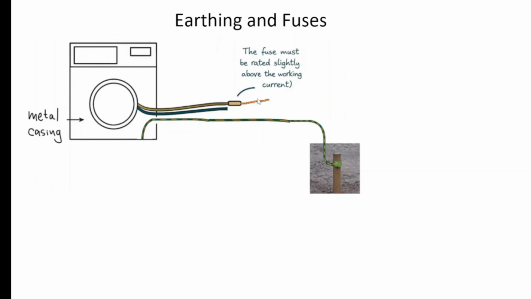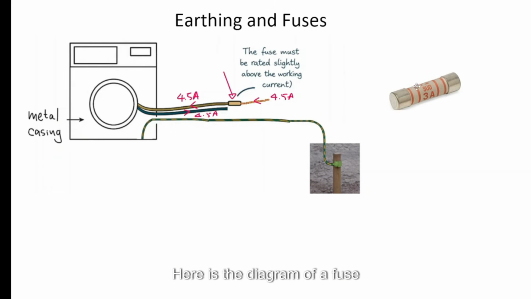Now let's say the working current of a washing machine is 4.5 amps. So a 4.5 amp current will go through the motor and then it will do its job. And the neutral wire brings it back out. Now here we have a fuse. So the job of a fuse is to melt if the current goes above a certain value.